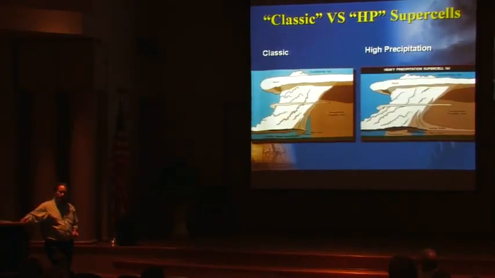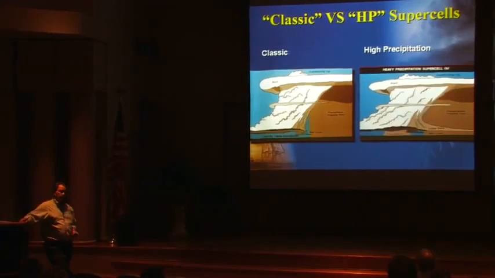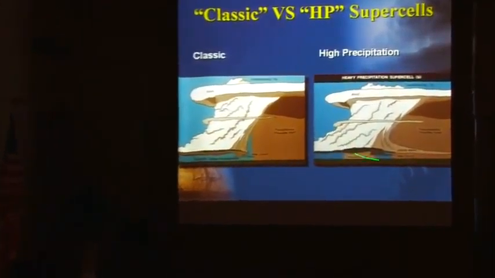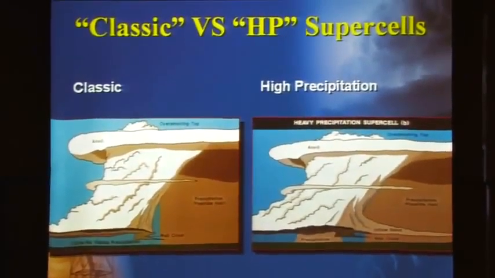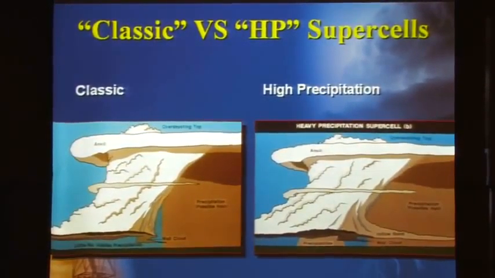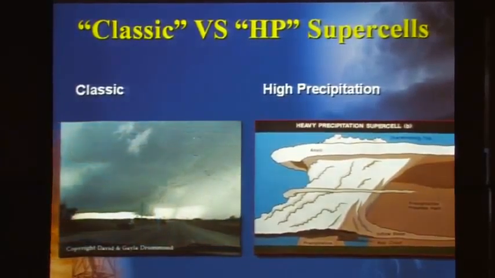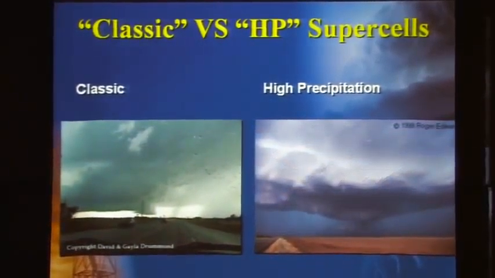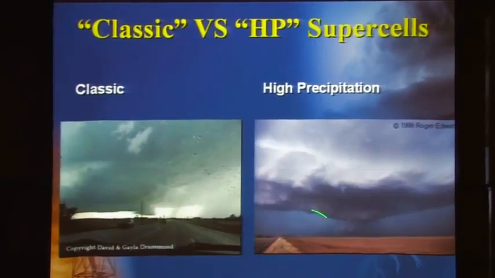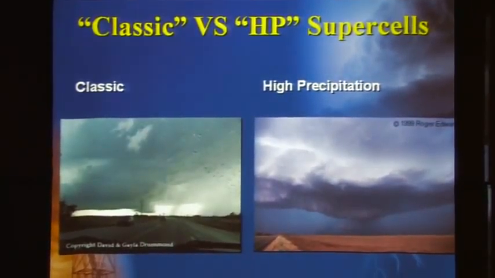From an idealized diagram perspective, classic on the left, heavy precipitation on the right. You can see the simple difference. Rain wrapping on the rear flank downdraft side of the storm. In the sky, there's your different looks. Bright sky behind, rainfall behind in a high precipitation supercell.